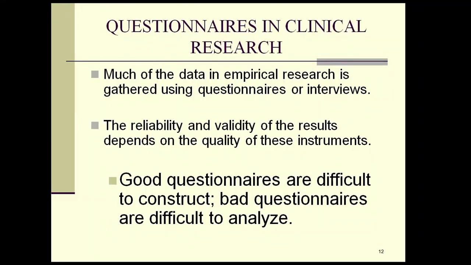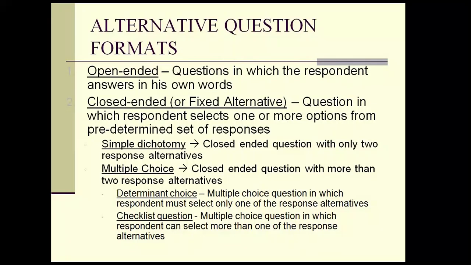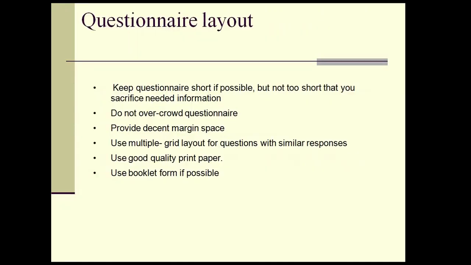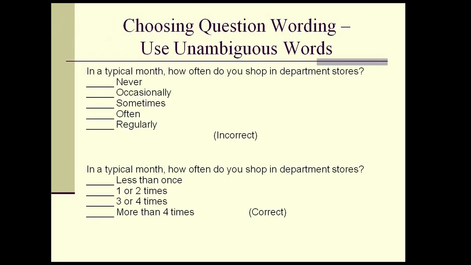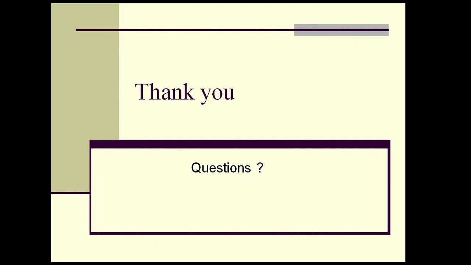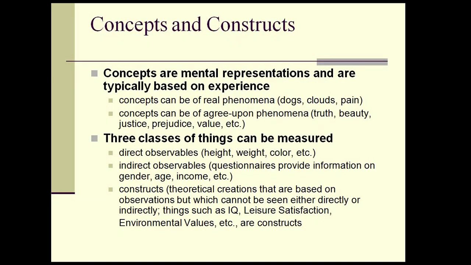Three classes of things can be measured: direct observables like height, weight, color, etc. Indirect observables like questionnaires that provide information on gender, age, income, etc. And constructs, that is theoretical creations that are based on observations but which cannot be seen either directly or indirectly, like intelligence quotient, like mental ability, like satisfaction, like leisure. These are constructs.